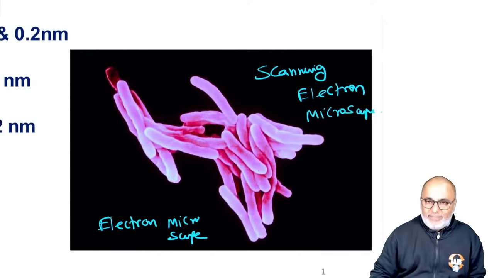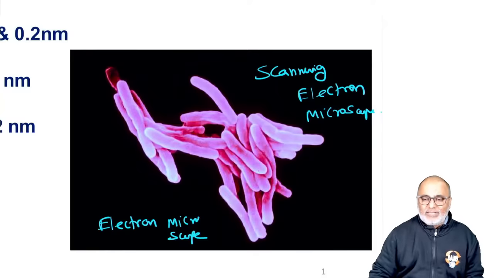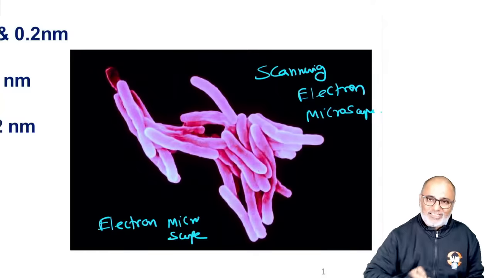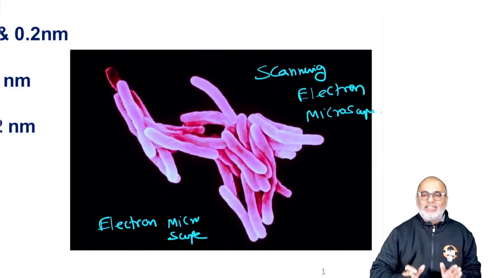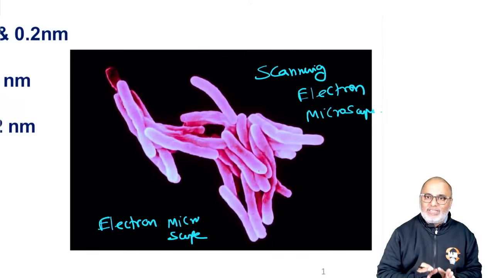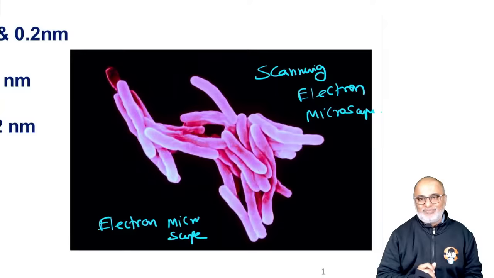It's a tubercle bacillus. It is a scanning electron microscope. You are seeing a three-dimensional structure. Suppose if you are able to see internal structure, it may be a transmission electron microscope. So now you conclude, the picture is obtained from a scanning electron microscope. That is the first point.